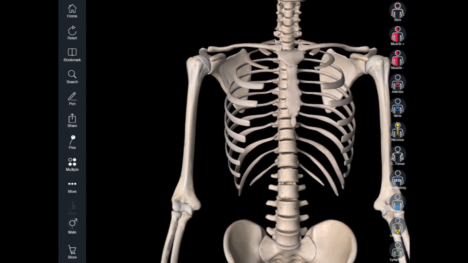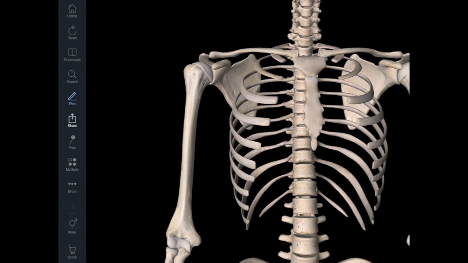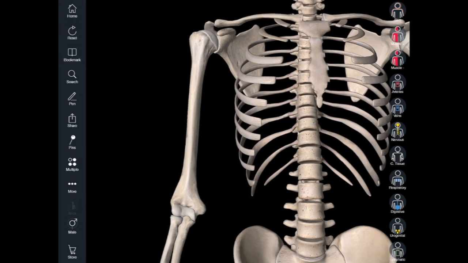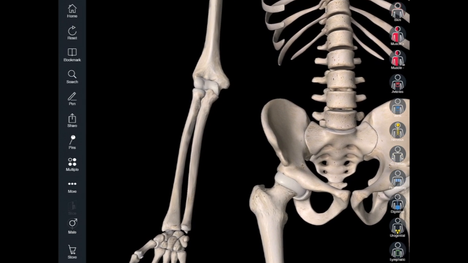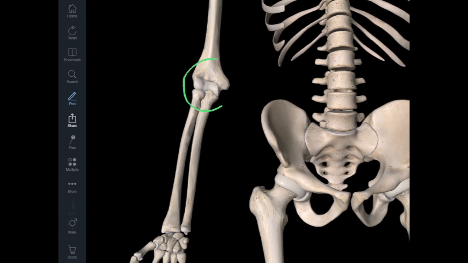Firstly, we've got the shoulder joints. The shoulder joint is formed by the articulation of the head of the humerus and the glenoid cavity of the scapula. Next, we have the elbow joint. The elbow joint is formed by the articulation of the capitulum of the humerus with the head of the radius plus the articulation of the trochlea of the humerus with the trochlear notch of the ulna.